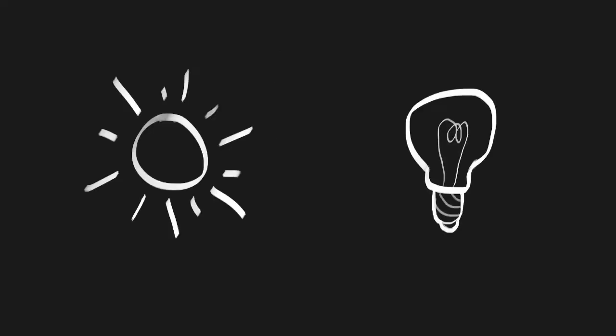So the first thing you need to know is what light is. Light is the physical agent that makes objects visible, an energy that allows us to see the things around us. There are two types of light, natural light sources like the sun, and artificial ones like light bulbs, for example.